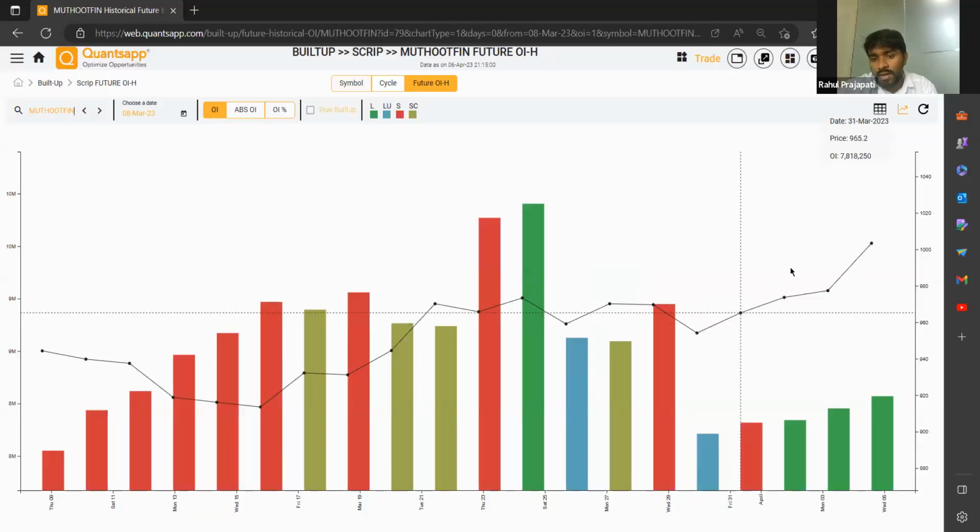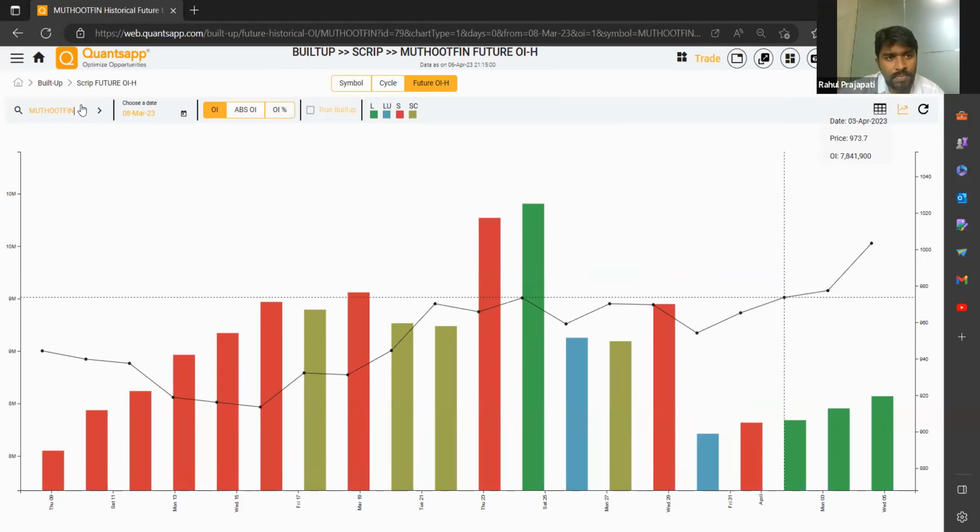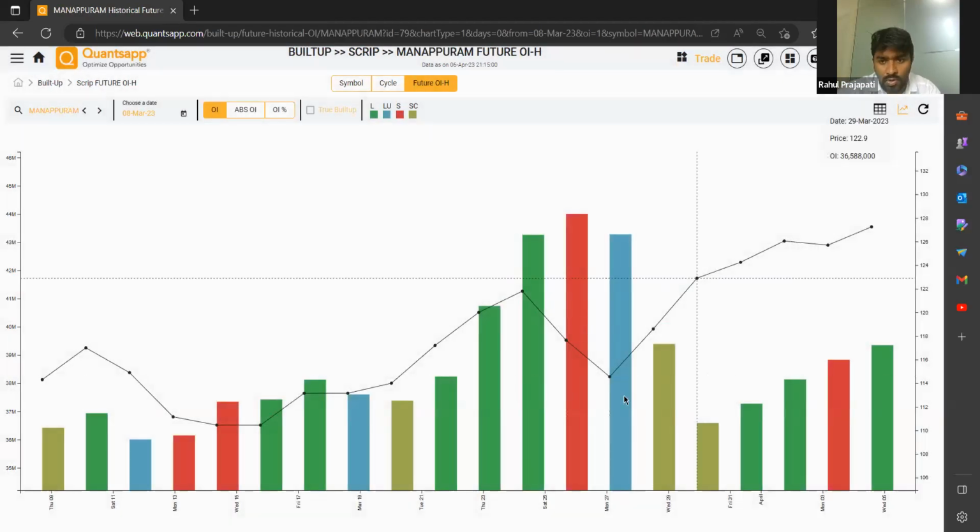If there are good longs happening in the past few days, see in the last continuous 3 days, it's a good long. And there's a call writers' trap happening on Muthoot Finance in this. So it's a good sign. I can go with the trade in Muthoot Finance. Manappuram we can check. Manappuram has also shown a good movement in past few days, and you can see very little short, and it's a clear-cut upside.